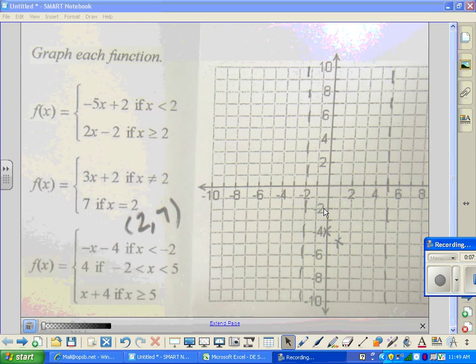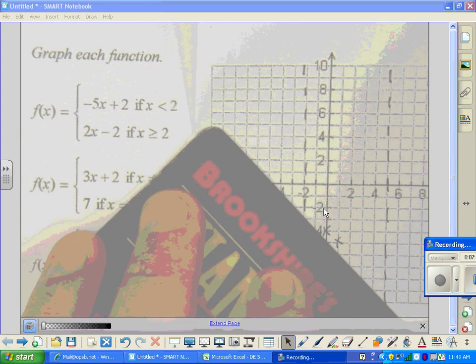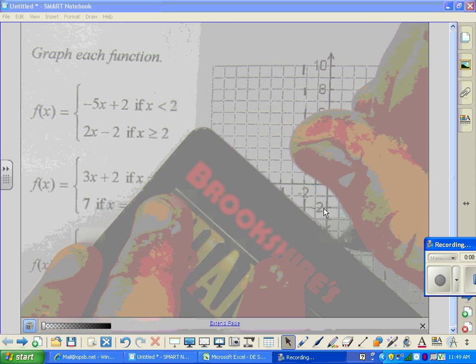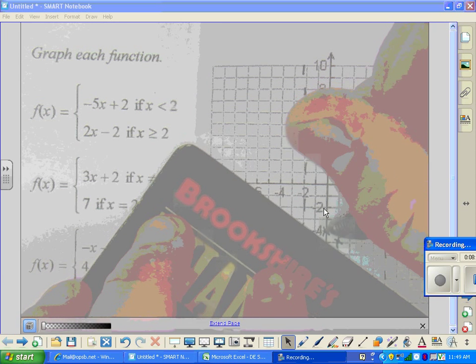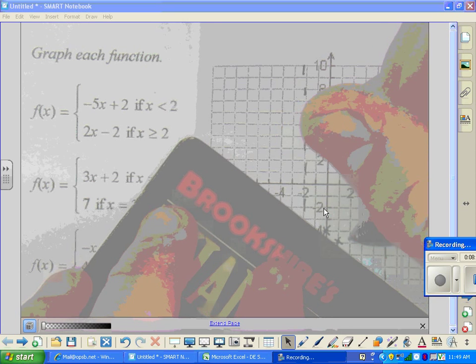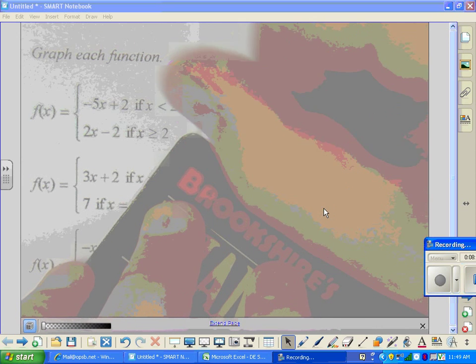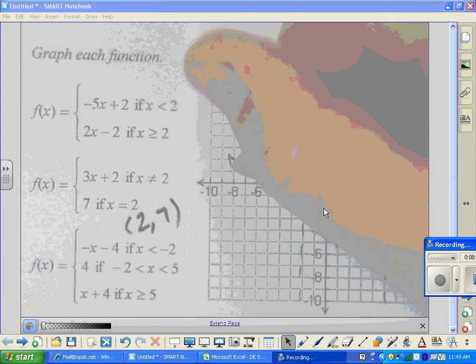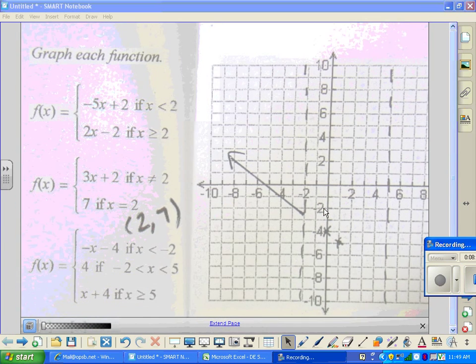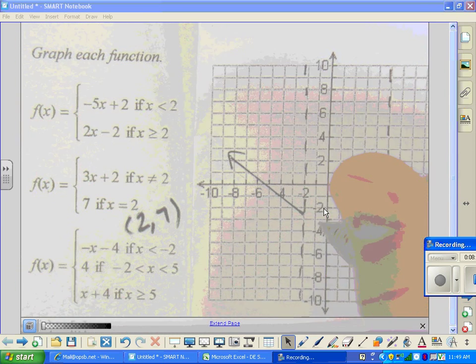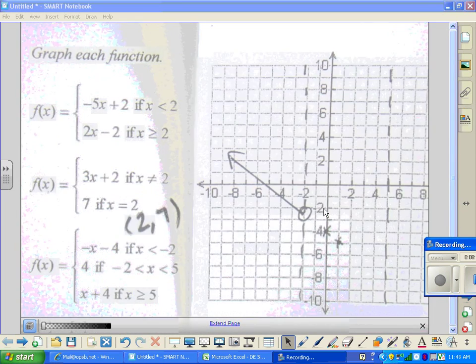So when I line up my points here, I'm going to line these up, but I'm only going to draw it from the left of -2. So that would be basically from here over. And now that's just less than right there, so I don't include it, so put an open circle.